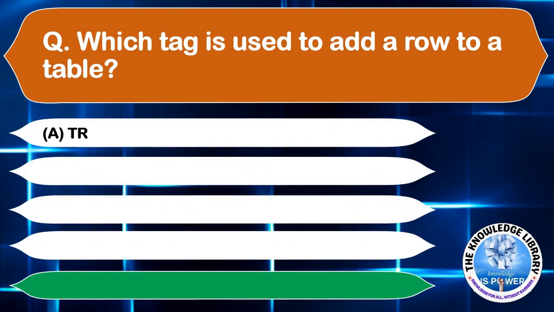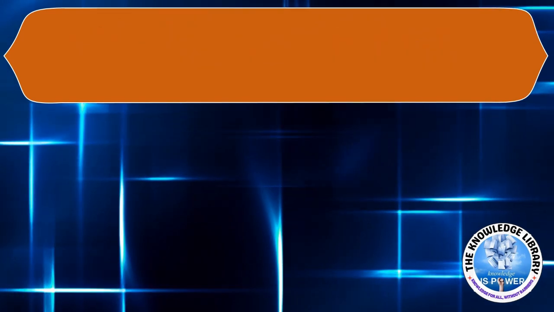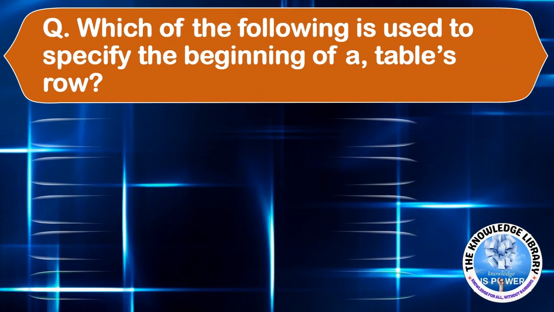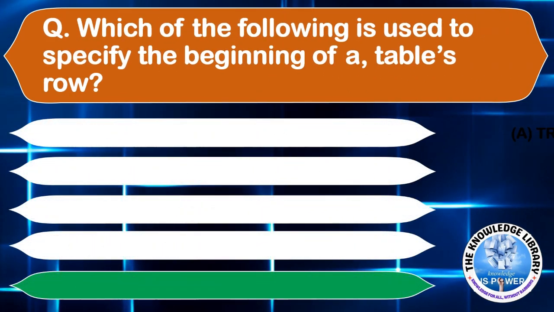The next question is, which tag is used to add a row to a table? Option A, TR. Option B, TD. Option C, TH. Option D, TC. The correct answer is option A, TR.